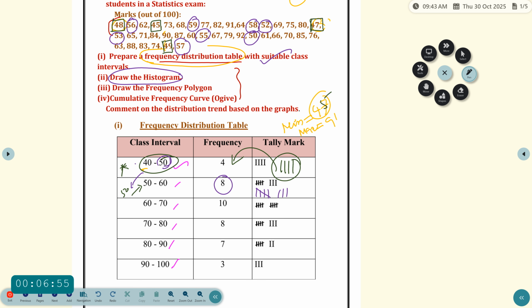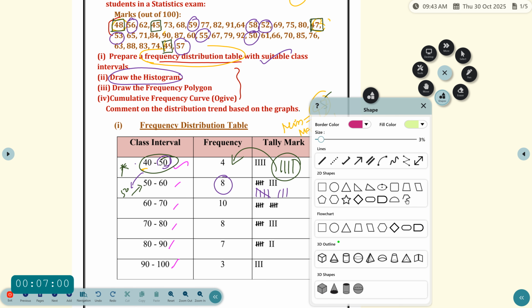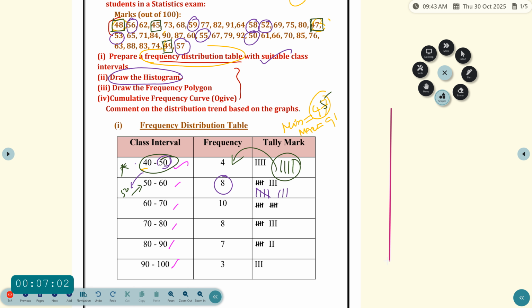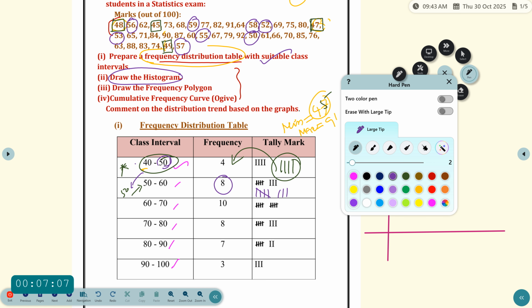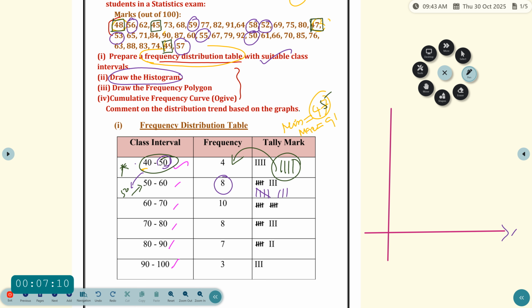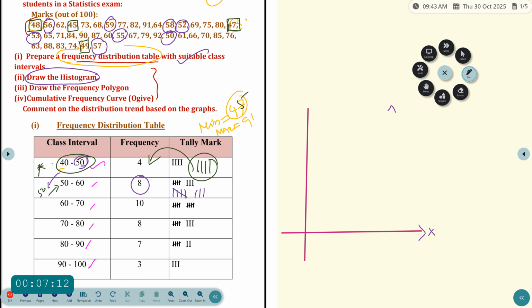How can we draw the histogram here? For the histogram, we have to introduce two axes, the x-axis and the y-axis. This one is the x-axis and this one is the y-axis. With the help of the given data, we have to frame one histogram. We start from 40, since this interval is included. So 40, 50, 60, 70, 80, 90, 100.